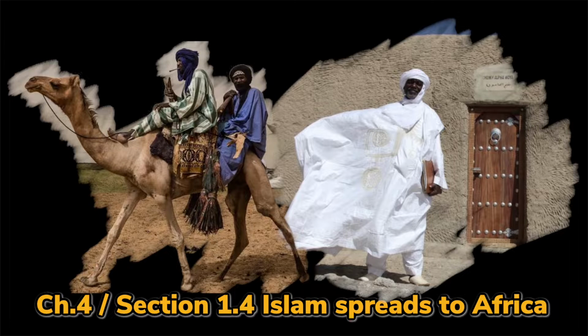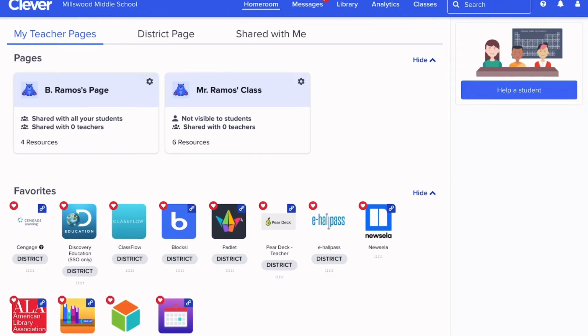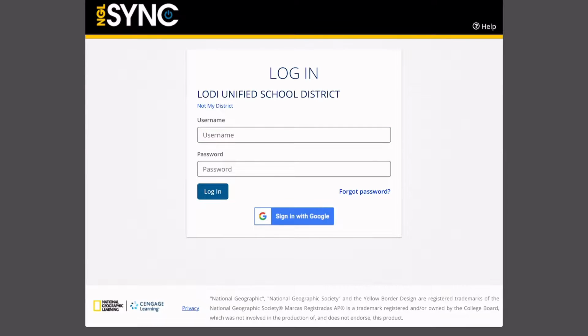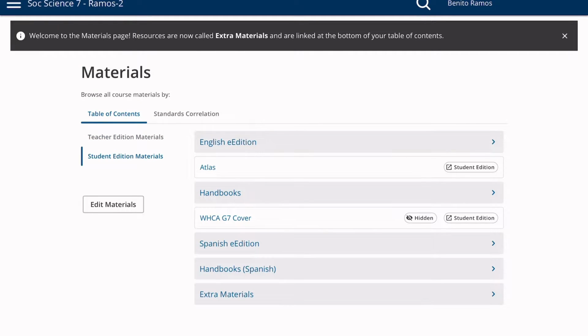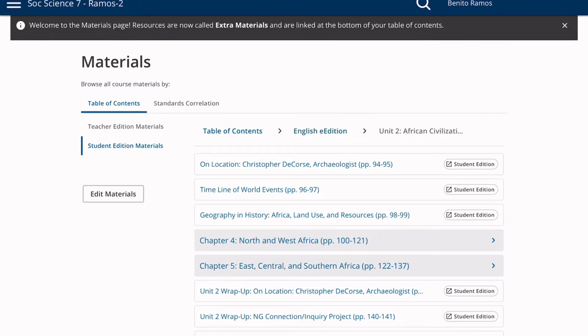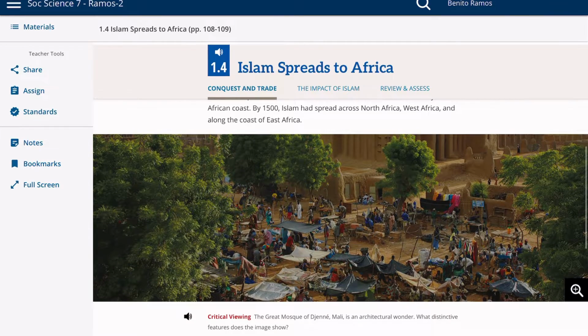So we are in the final lesson of Chapter 4, Section 1, Islam spreads to Africa. You probably still remember that our lesson in Chapter 3 is about the Islamic empires. Go ahead, have your textbooks ready, or go to our LODA-USD website, and from there Cengage Learning to our National Geographic resource. And from there, Unit 2, and we are in Chapter 4, Section 1, and we are doing the last lesson, Lesson 4, Islam spreads to Africa.